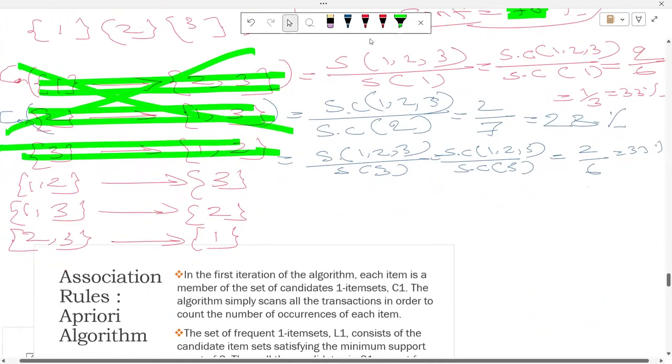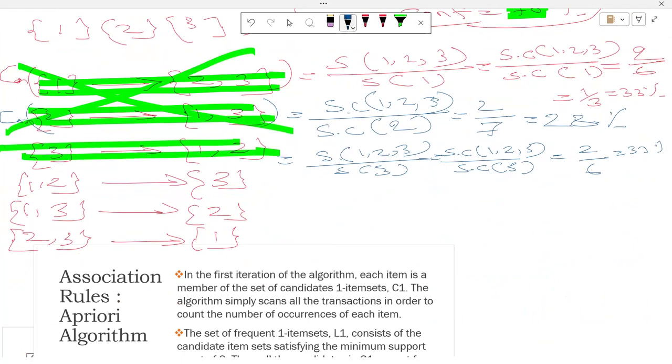Now we need to check the 4th rule. What is the 4th rule? It is the support count of 1, 2, 3 divided by the support count of 1, 2. The support count of 1, 2, 3 is equal to 2. Now tell me, what is the support count of 1, 2?